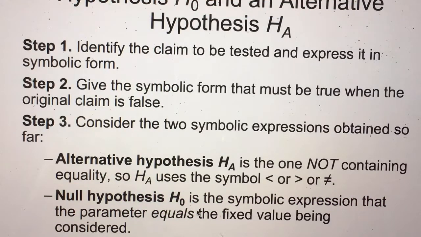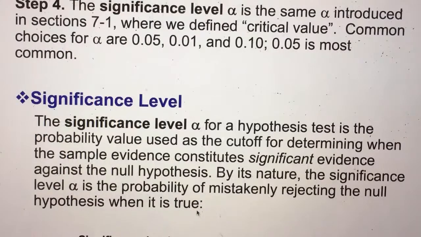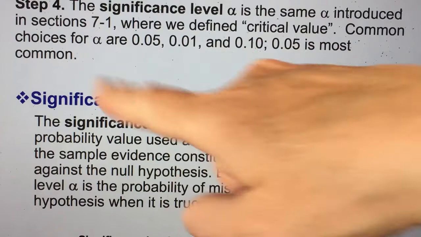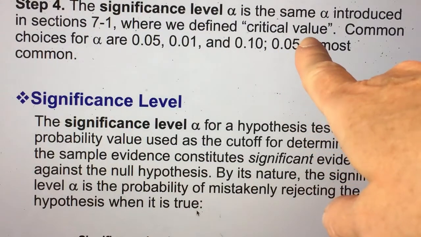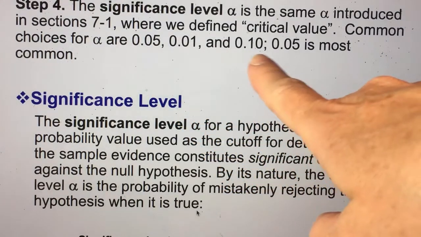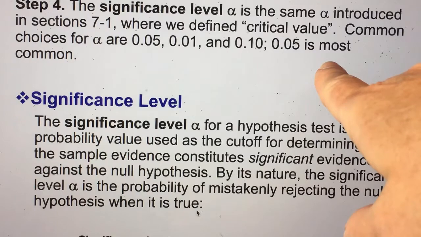Use the original claim to create a null hypothesis H sub 0 and an alternative hypothesis H sub A. This is from your book, and we're breaking down each one of these steps. Identify the claim, give it in symbolic form, and then write your H sub 0 and H sub A. We've already practiced that. Step 4 is the significance level. Alpha is the same alpha that we introduced in section 7.1 where we defined the critical value. Common choices are 0.05, 0.01, 0.10. 0.05 is the most common.